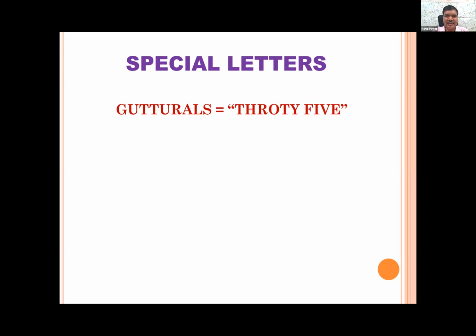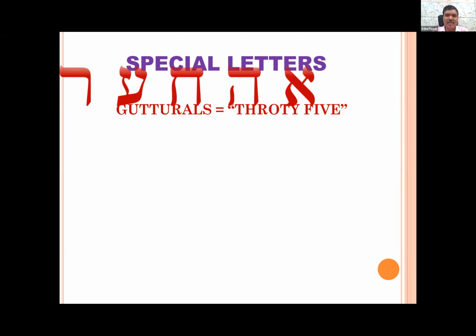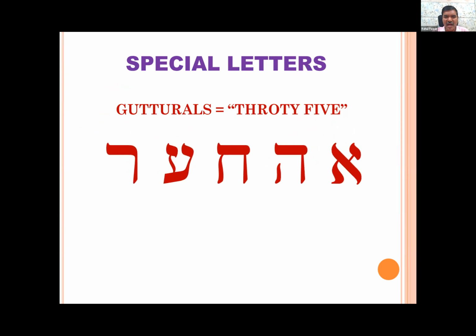Okay, so special letters. Already I taught you gutturals: Aleph, He, Khet, Ain, and Resh. These letters are called gutturals. Aleph is always a silent letter. He and Khet are strong gutturals, whereas Aleph and Ain are called weak gutturals. They are gutturals, but weak ones. He and Khet are strong.